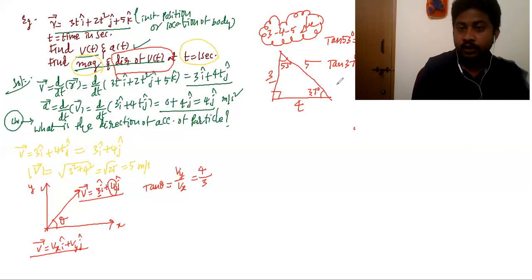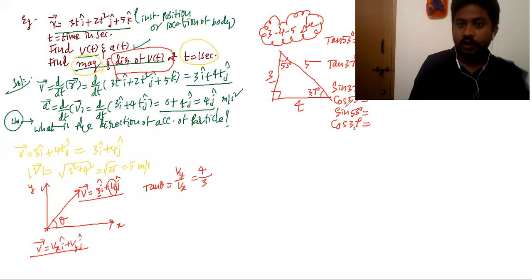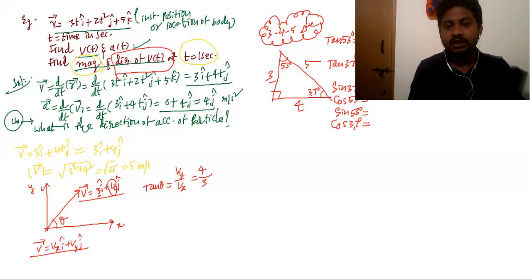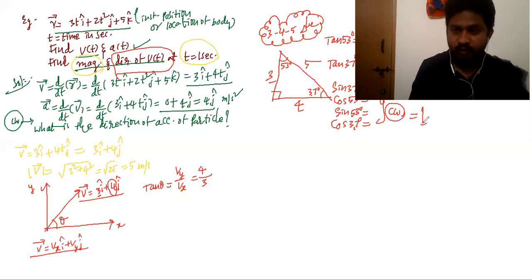Can you tell me sine 37 from this triangle? Can you give me cos 53? Can you tell me sine 53? Can you give me cos 37? Sine is opposite side by hypotenuse. Cos is adjacent side by hypotenuse. You give me these values as classwork. Do it now only. Pause the video and send your answers.